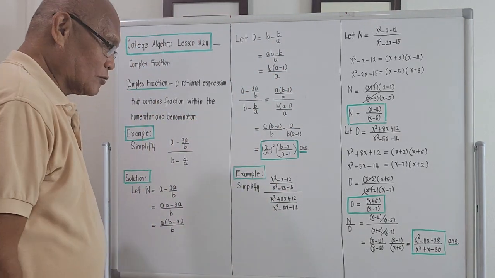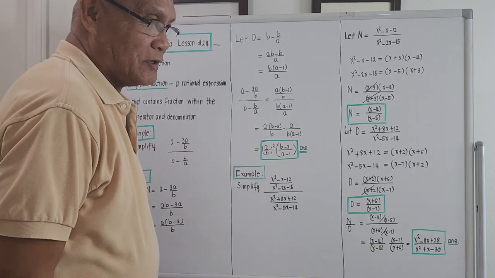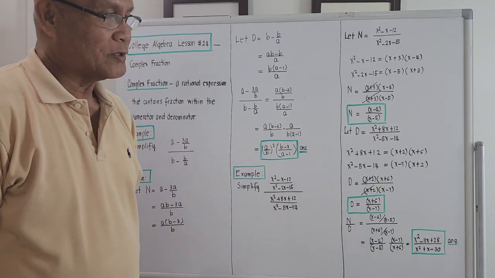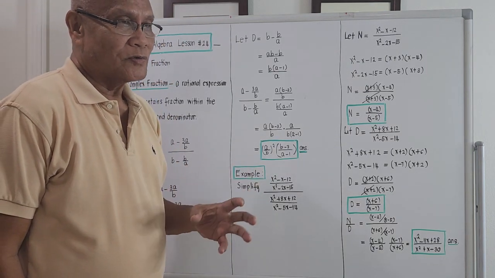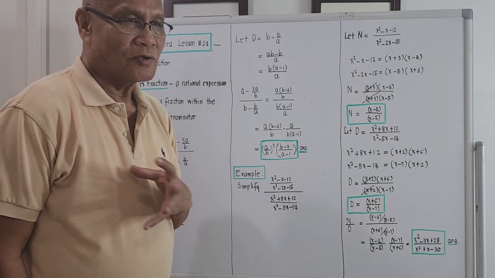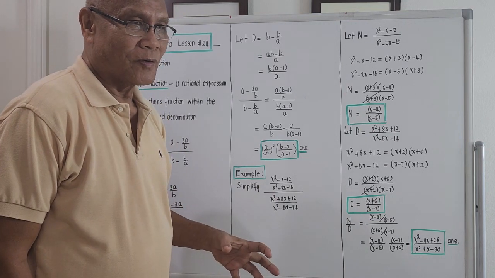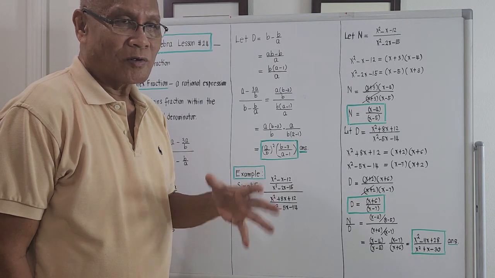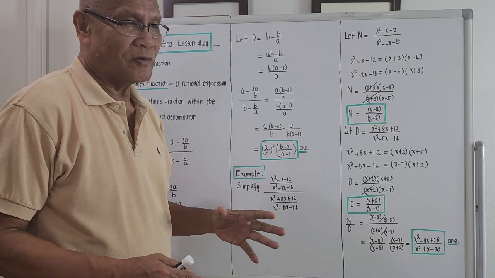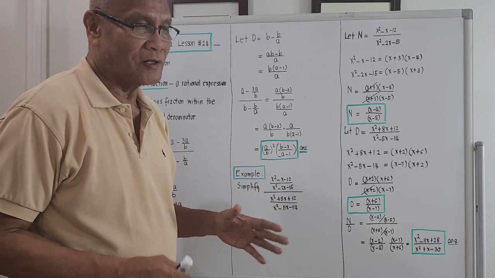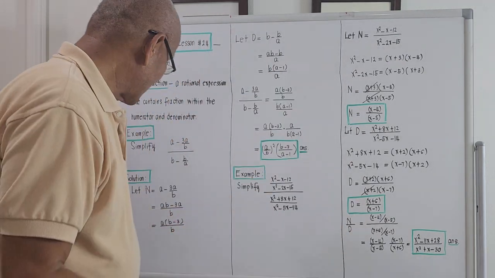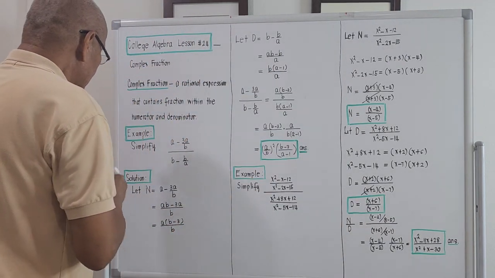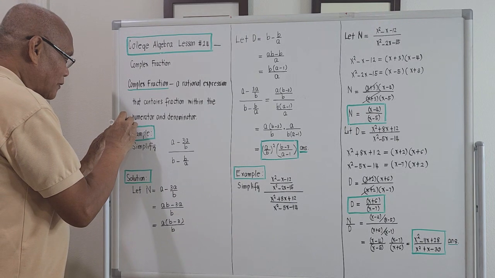Actually there is no rule on how to simplify a complex fraction, as long as you know your fundamental operations and you know how to simplify. I use all the rules that we have studied. That's the only thing we need in the simplification of a complex fraction. I will give you example number 1, an actual problem.